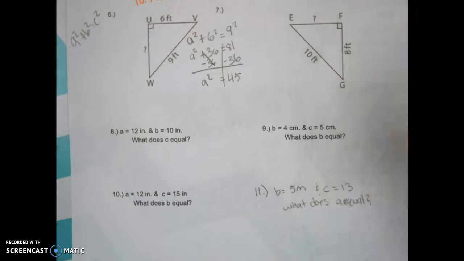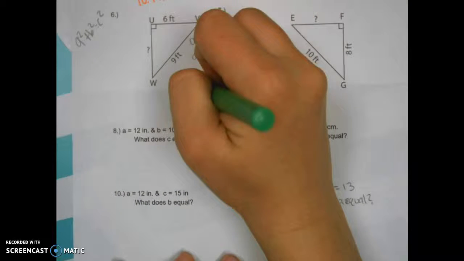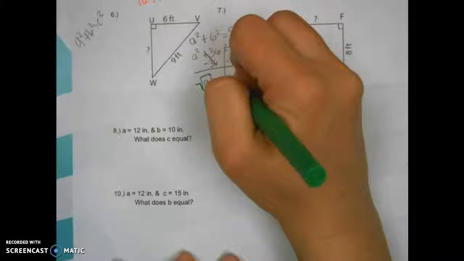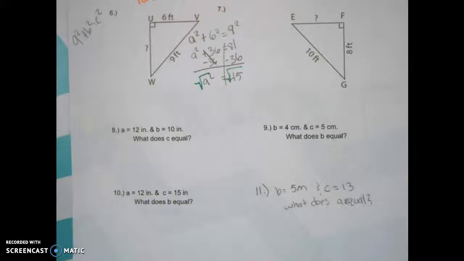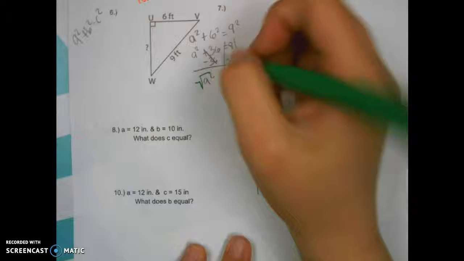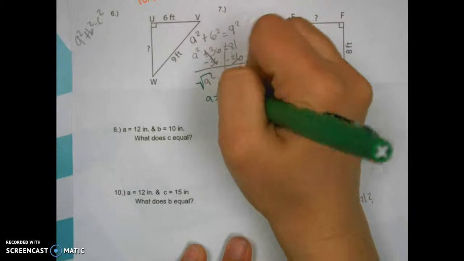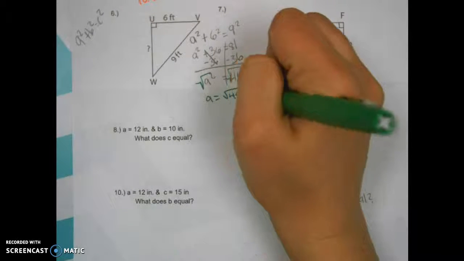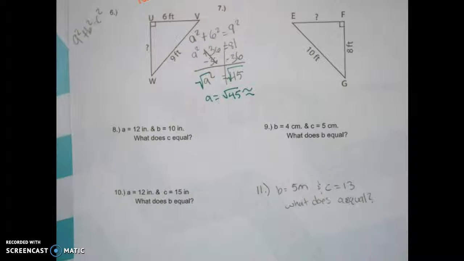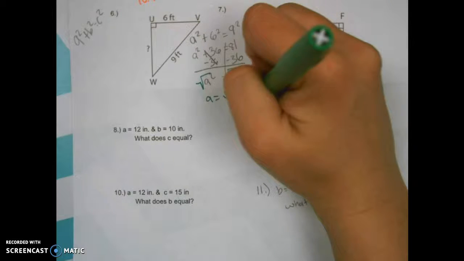So my final step is to take the square root, because the opposite of squaring is the square root. So I'm going to take that. This square root of 45 is not a perfect square, so a equals the square root of 45. Or if you use your calculator, which remember on the test you can't use, so just leave it as the square root of 45. It is going to be 6.70.